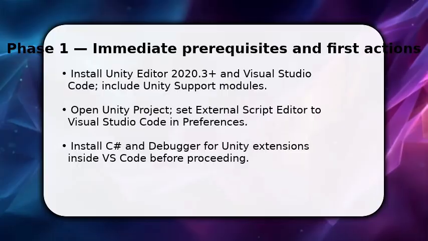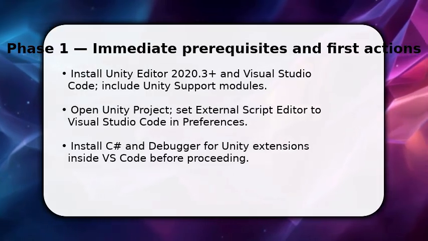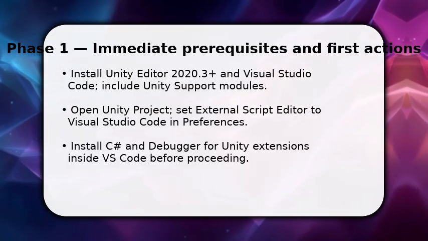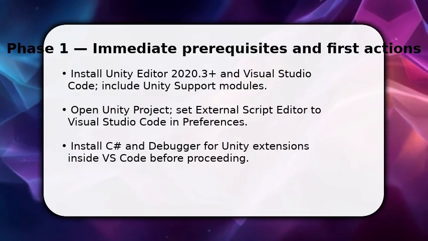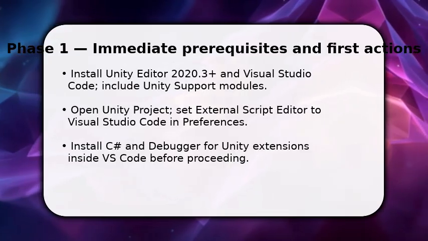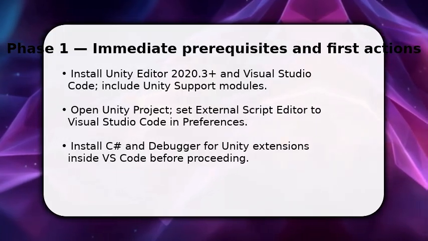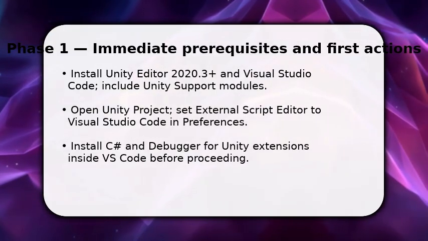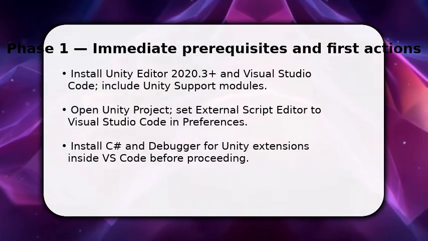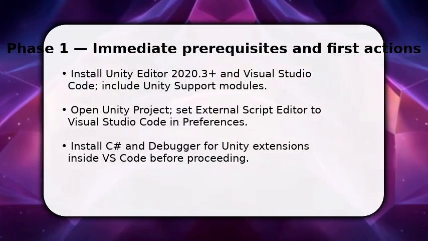Please enjoy the video. You start by installing Unity and Visual Studio Code. Do this now so nothing blocks you later. Once installed, open your Unity project and go to Edit, Preferences, External Tools to select Visual Studio Code as the external script editor. Make sure you also install the C# extension and the Debugger for Unity extension inside VS Code. These are required. This prepares both ends. Unity will generate project files, and VS Code will recognize Unity APIs. Proceed when both tools report installed.